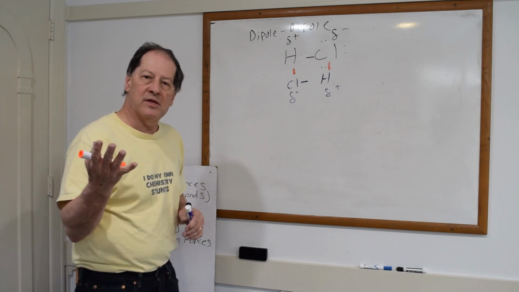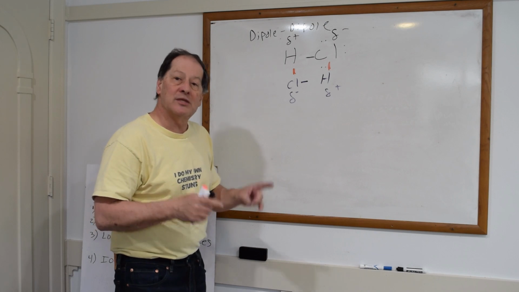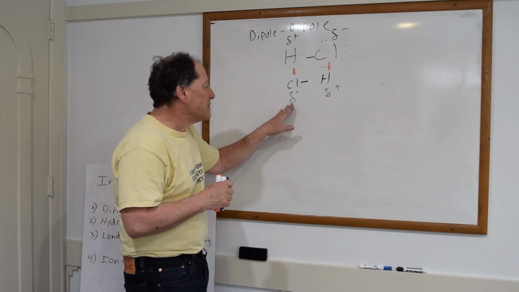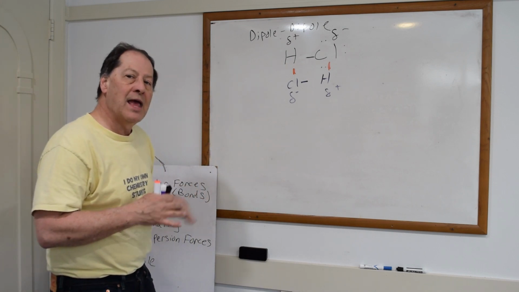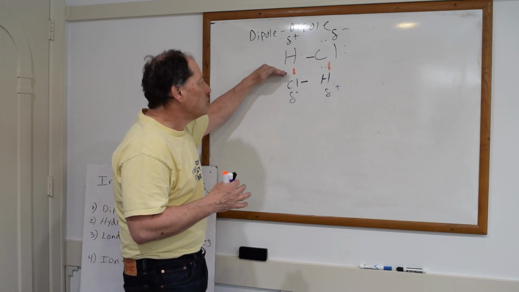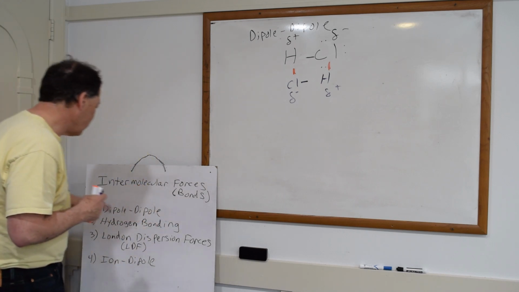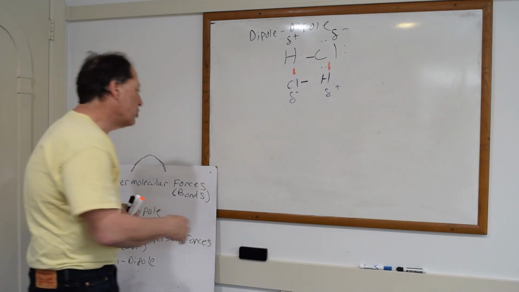And as you see in the videos, a dipole simply means two poles. One side of the molecule slightly positive, one side of the molecule slightly negative, and those two poles are going to attract the opposite poles of a different molecule. Okay, so that's our first type of intermolecular bond, it's dipole-dipole.